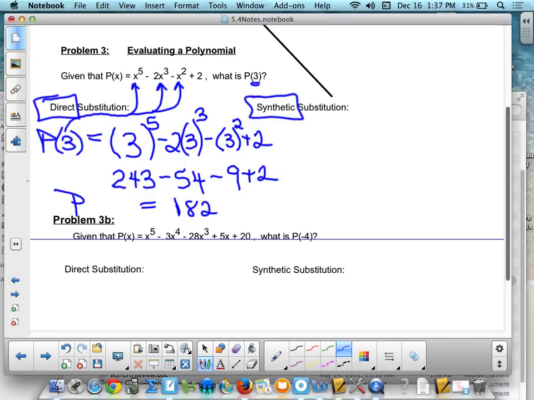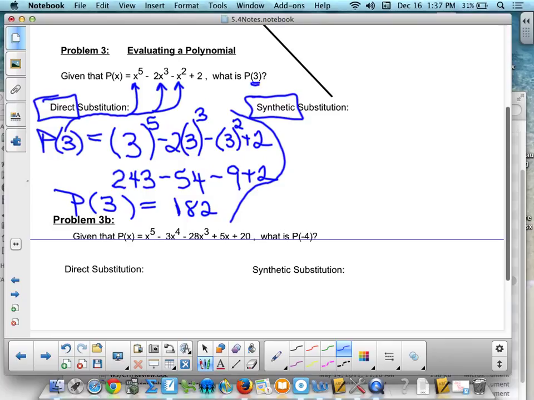Your function p, if you let x be 3, what's the y value? 182. You know what you found? You found a point on your graph. So when you want to evaluate a polynomial at 3, you can directly substitute it in and get your answer, or you can use synthetic substitution.